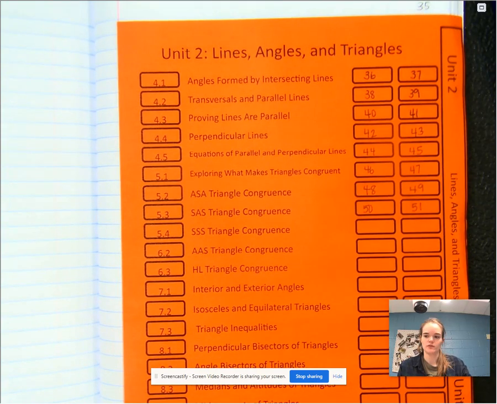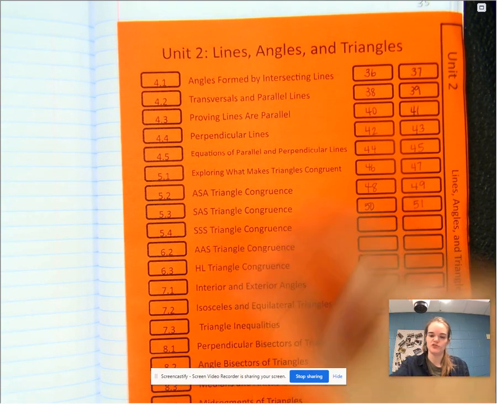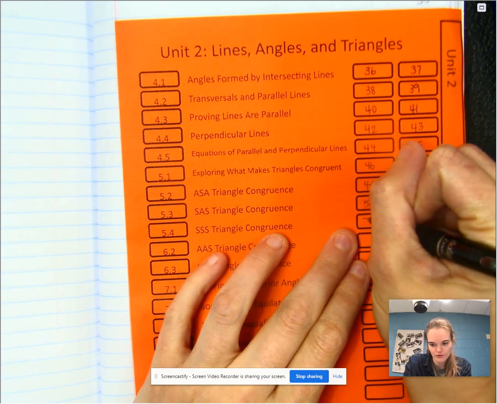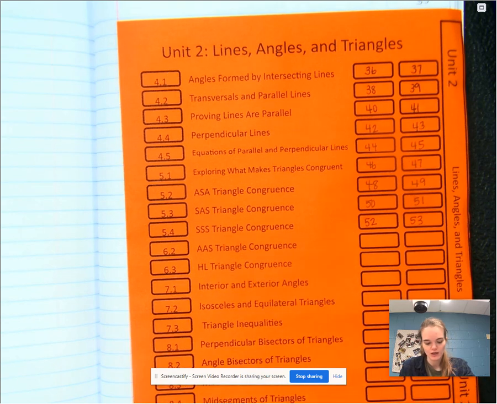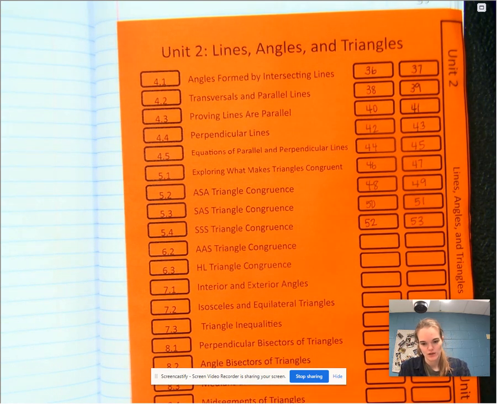All right, so last lesson of the week, we're going to be talking about side triangle congruence. We'll do that on 52 and 53. Remember, you're going to have to be able to specify between them. So go ahead and turn to page 52.